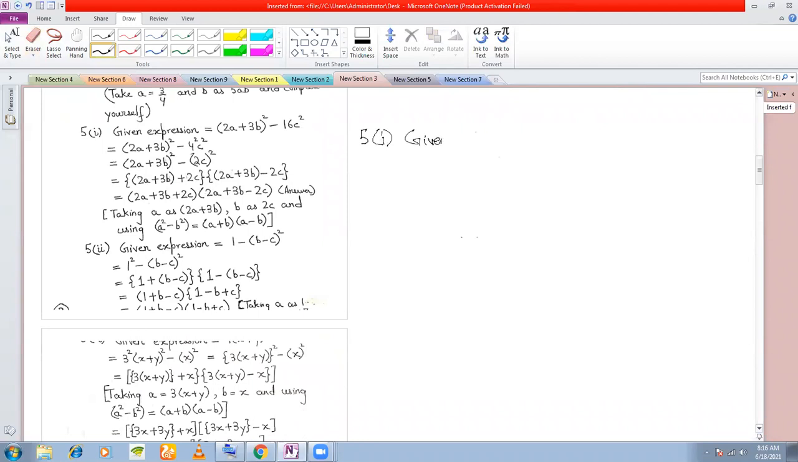Given expression is (2a + 3b) whole square minus 16c square. See, this is already a perfect square because it is raised to the power 2, right? The only question is this.